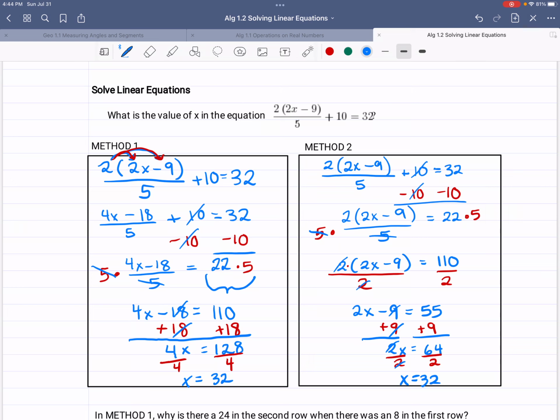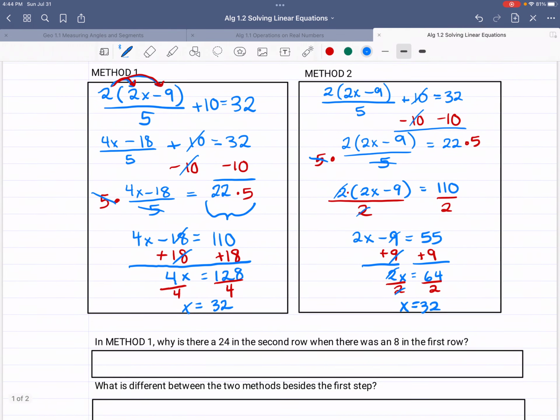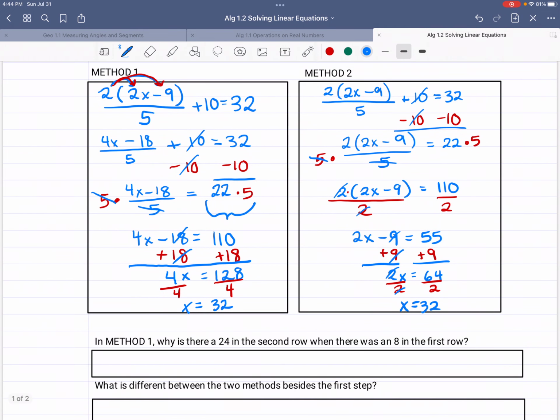So 2 methods to do this problem. Both are correct, and you get the same answer each way. So we have some questions about this. In method 1, why is there a 24 in the second row when there was an 8 in the first row?